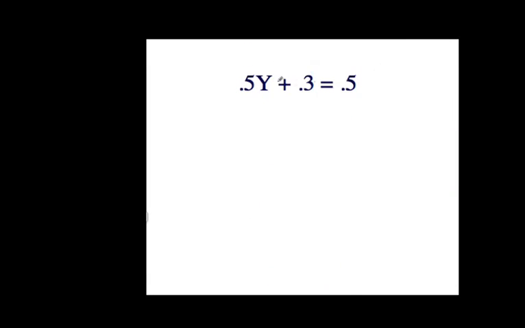Let's have you try this problem on your own. I will read it aloud and then figure out the steps you'll use to solve this problem. 0.5 times y plus 0.3 is equal to 0.5. So use your inverse operations of these operations up here to solve for our unknown y. Unpause the video when you are done.